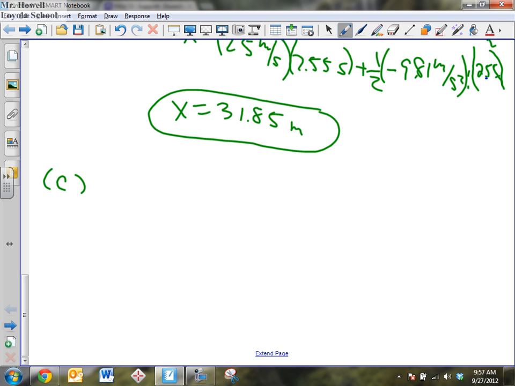Part C. What will the velocity be at the instant it hits the ground? So now we're looking at the problem where it went all the way up to the top.